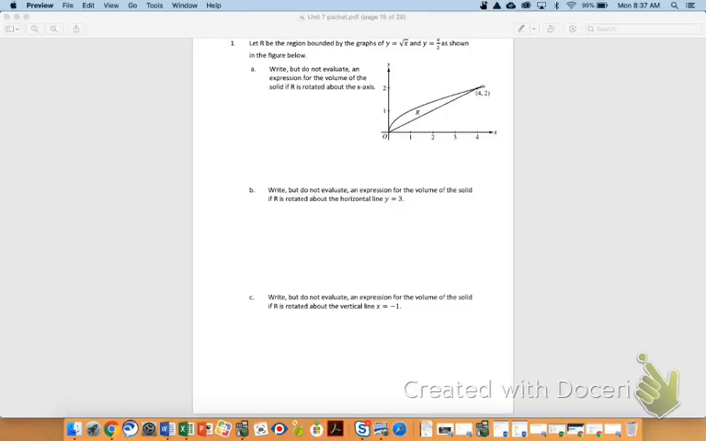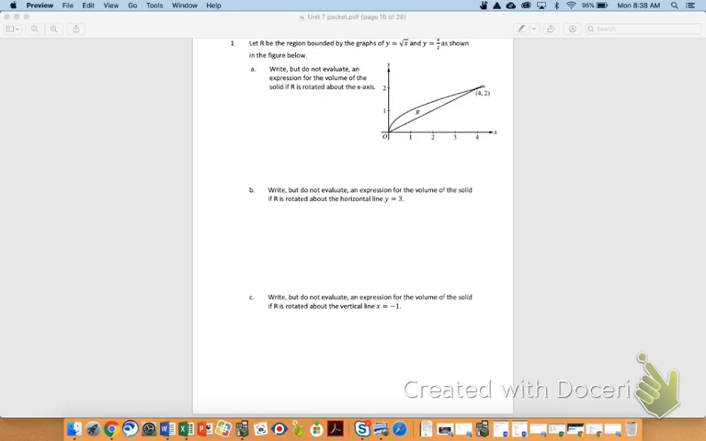So last time we did 1A and B. We're going to do C right here. So C says, write but do not evaluate an expression. So we don't have to worry about the final numerical answer. We just need to write an expression for the volume of the solid if R is rotated around the vertical line x equals -1.